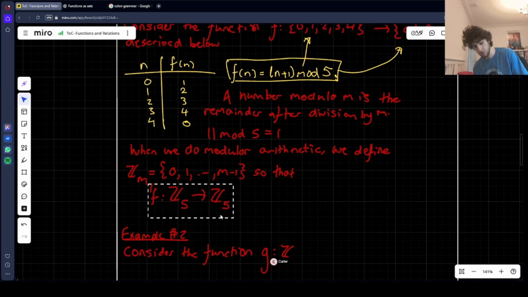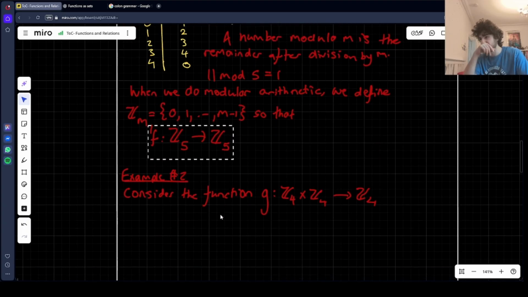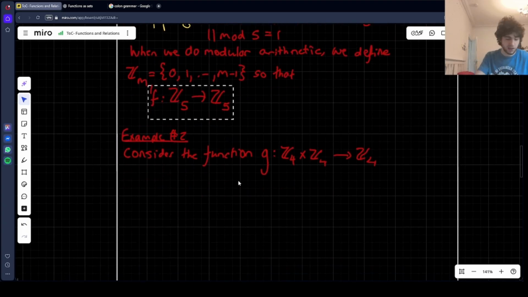In this case, our domain is going to be Z4, the Cartesian product of Z4 with itself, and our range will be Z4. So this is a bit of a weird function, but it's a valid one, because effectively you're just taking an ordered pair and producing an integer from that ordered pair. And that's kind of like addition, isn't it?